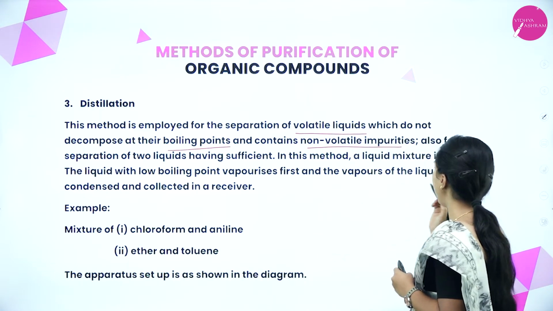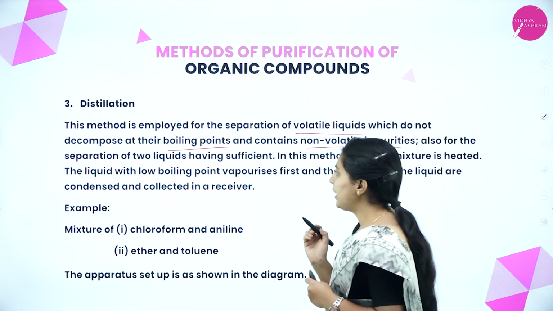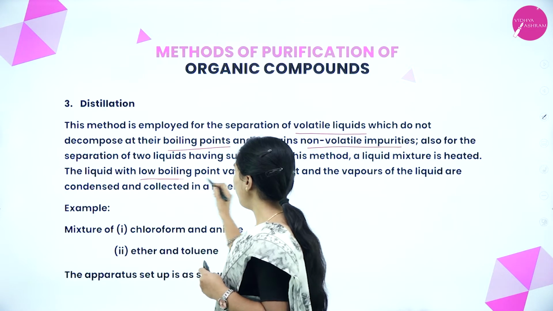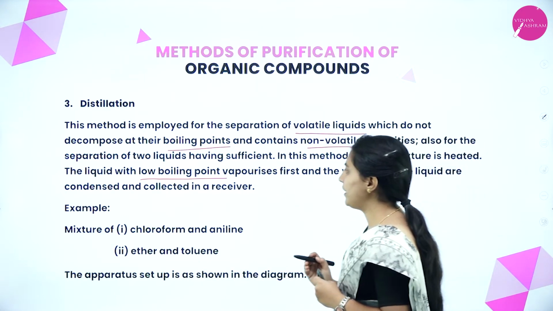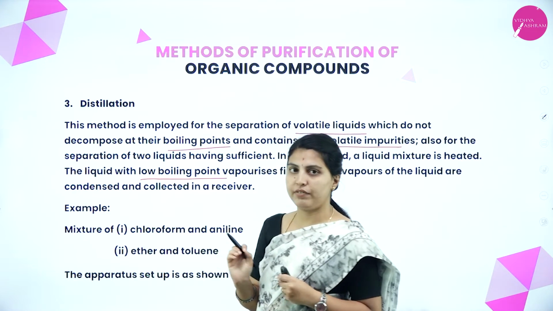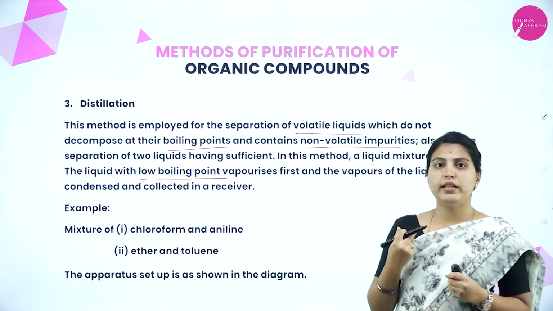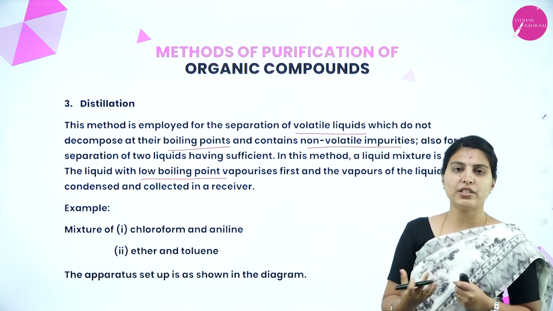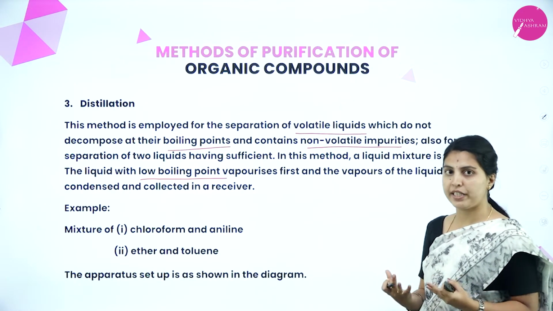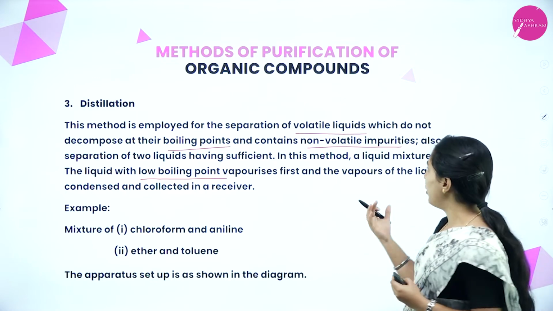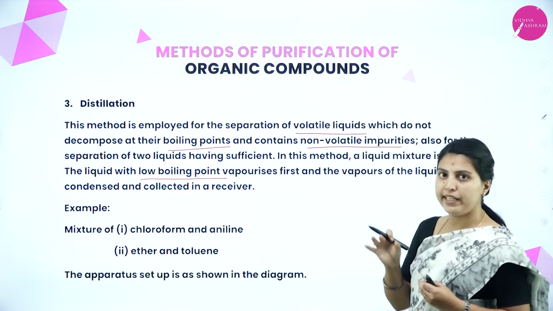In this method, a liquid mixture is heated. The liquid with low boiling point vaporizes first. The vapors of the liquid are condensed and collected in a receiver. Here, two liquids or two solutions will be mixed, or if it is getting mixed, they have to be separated. How can they separate? Because those are volatile liquids.